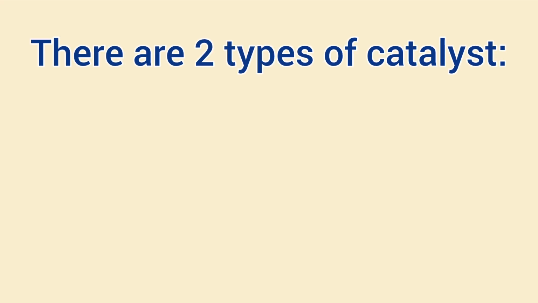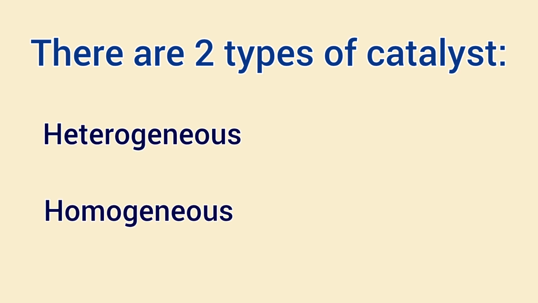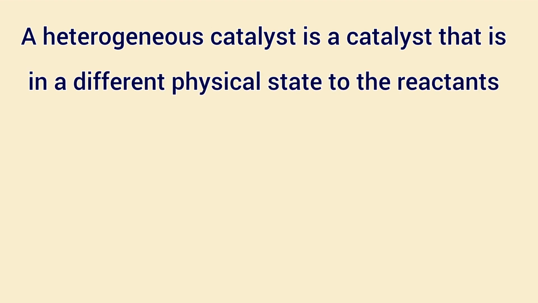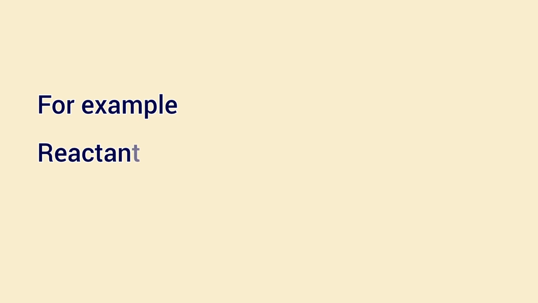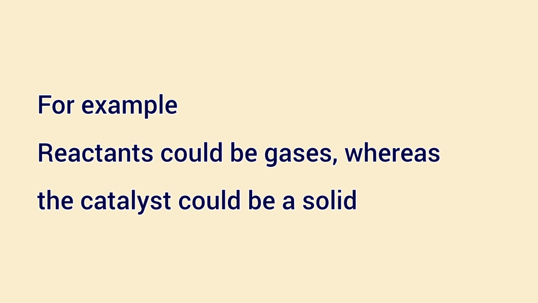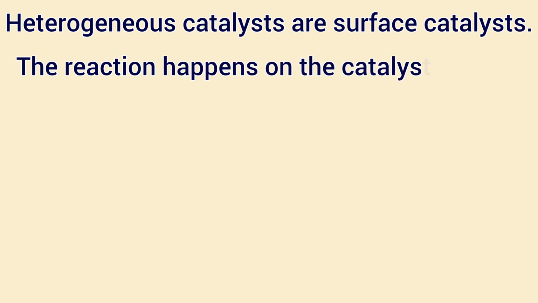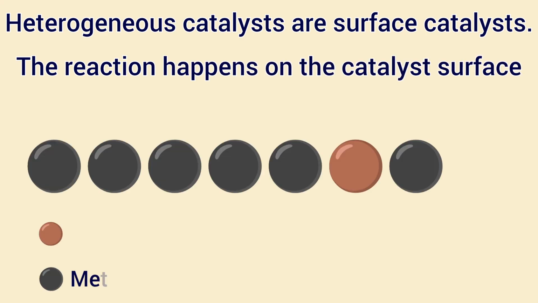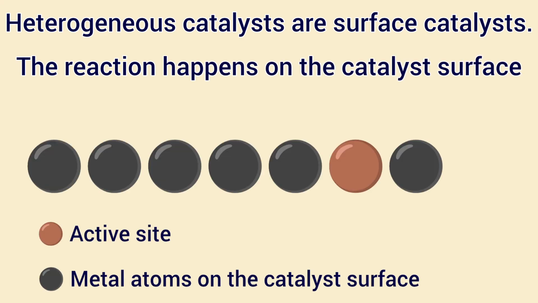There are two different types of catalyst, heterogeneous and homogeneous. Let's look at heterogeneous first. This is when the catalyst is in a different physical state to the reactants. Perhaps the reactants are in the gas phase, whereas the catalyst is a solid. We need to know briefly how a heterogeneous catalyst works. These are surface catalysts. That means the reaction happens on the surface.